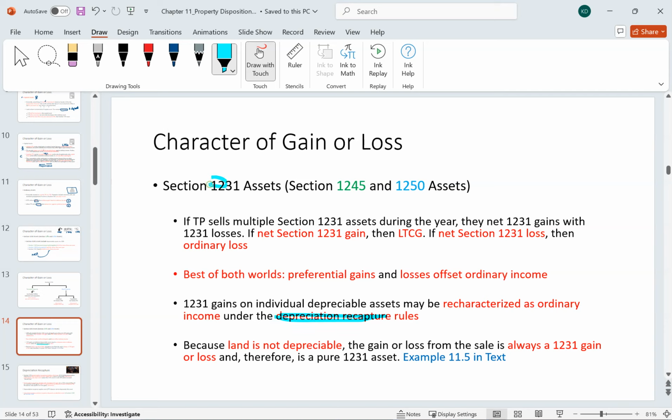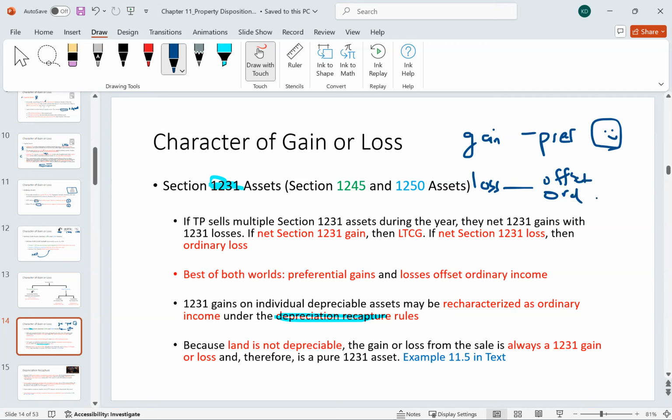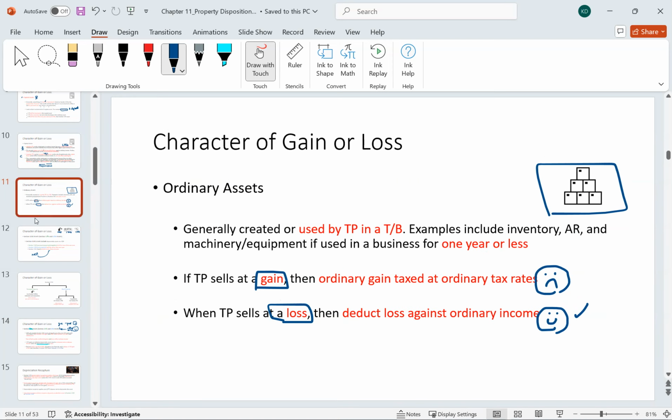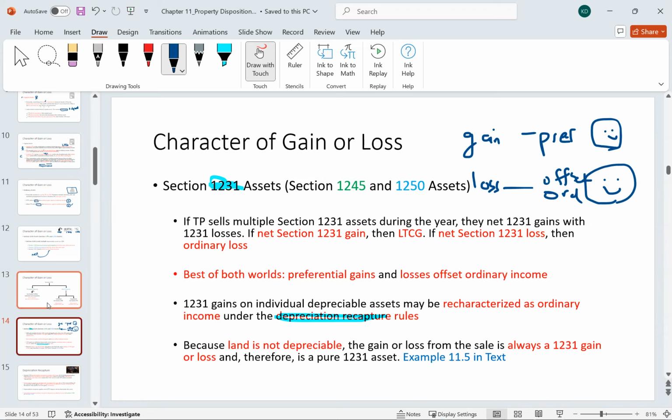Whenever you have 1231 assets, depreciation recapture is in play. What I mean by that is 1231 is kind of the best of both worlds. If you were to sell this machine and you sell it at a gain, you're going to get the preferential rate. It's kind of like the smiley. If you sell it at a loss, you can offset ordinary income. So it's like the other smiley, compared to the other two types of assets where there was only one smiley. Capital gains tends to only be one smiley. I guess you can use up to 3,000 on the loss.